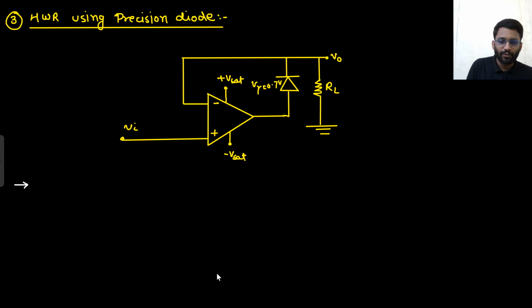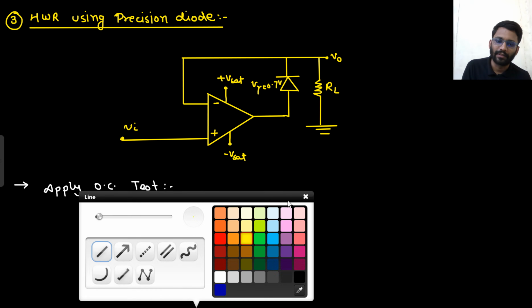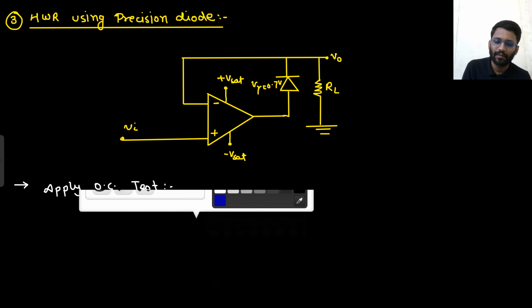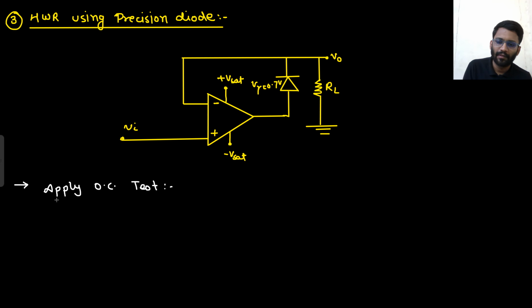So what we are going to do, we will first apply the open circuit test, because our aim is to check the operating condition of this diode, whether this diode is on or off. So our aim is to check the operating condition. So we will apply the open circuit test. I am applying the open circuit test.